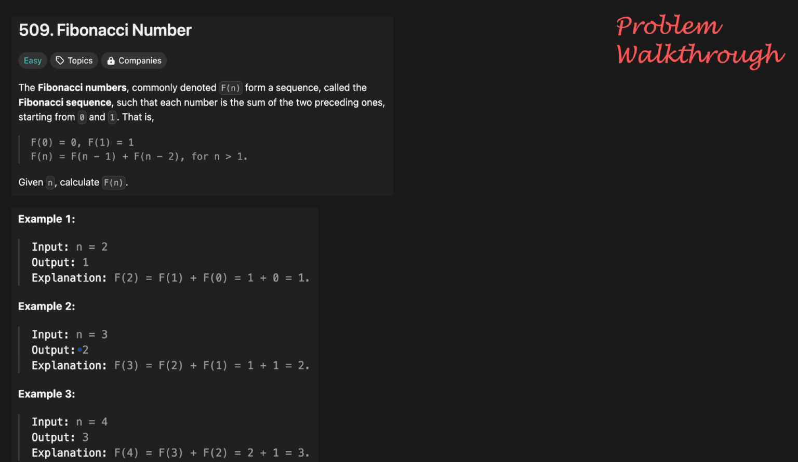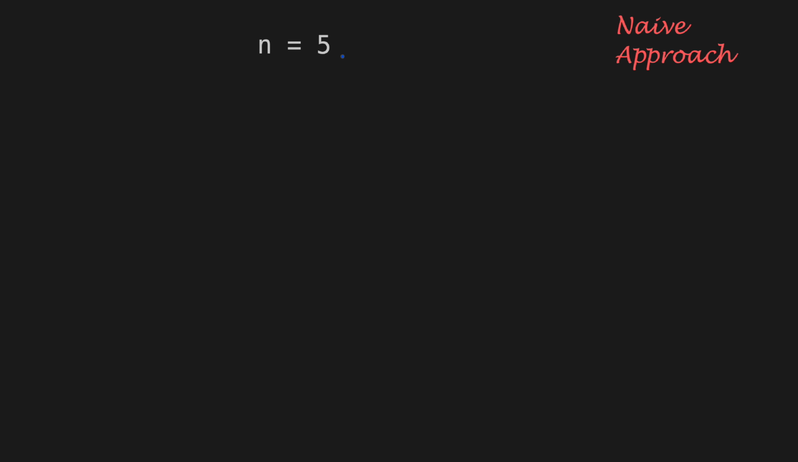be equal to 2. Similarly, for n equal to 4, f of 4 will be equal to f of 3 plus f of 2, and we have already calculated f of 3 and f of 2 in example 2 and 1 respectively, which will be equal to 2 plus 1 equal to 3, and so on. Now, this is a straightforward problem, but it provides a perfect opportunity to introduce dynamic programming concepts.